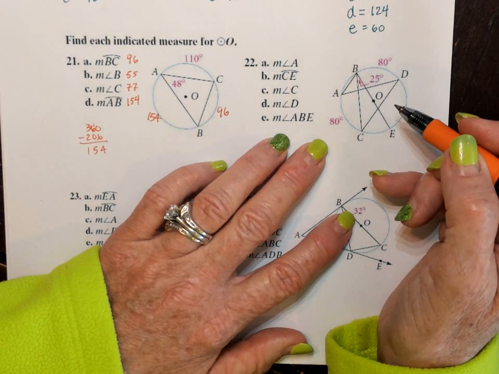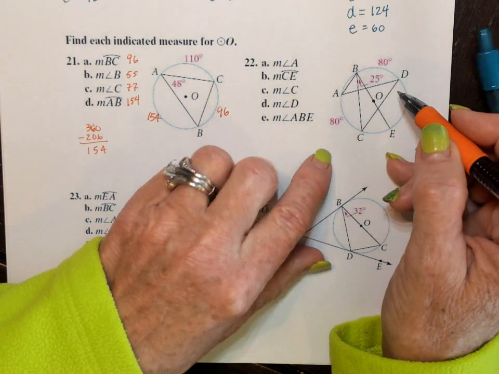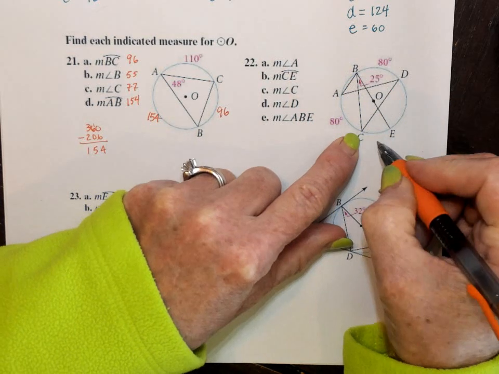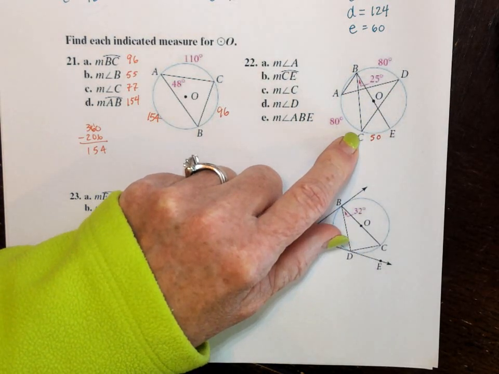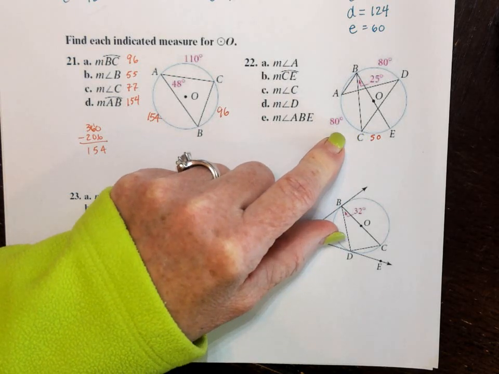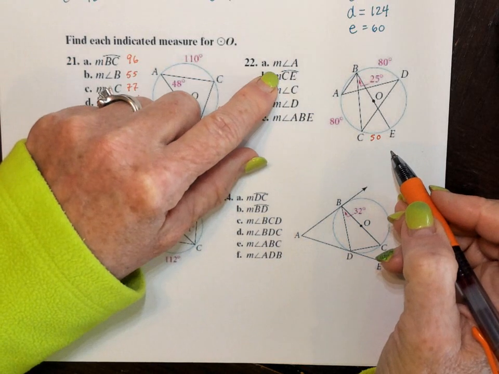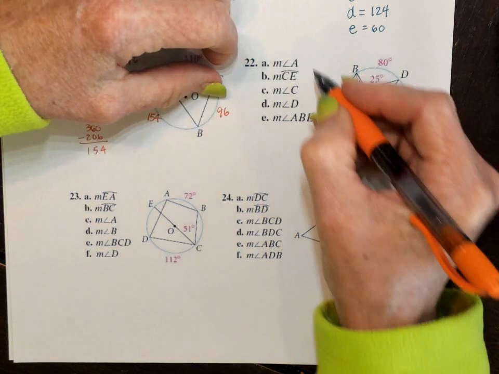Oh my goodness. What arcs can I find? Well, this angle is 25, so that means this arc out here is 50. I don't have any diameters or anything to work with. Let's see if that's enough information for now. And if we need to find more, we will. But angle A, okay, inscribed angle, half of its arc, half of 80 is 40.